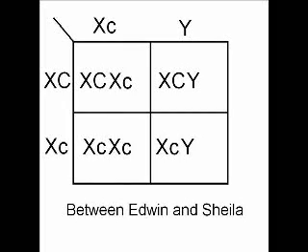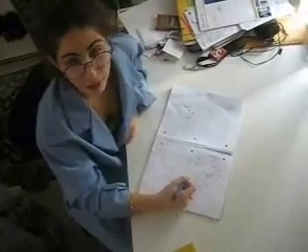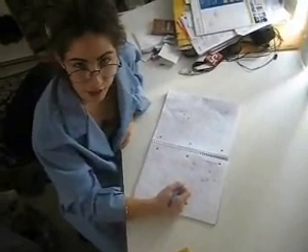But if we look at a Punnett square between Sheila and Edwin, we see that there's a 25% chance of them having a girl that is colorblind. This is already very convincing evidence, but I will get back to you after reviewing some of the answers Jerry got.